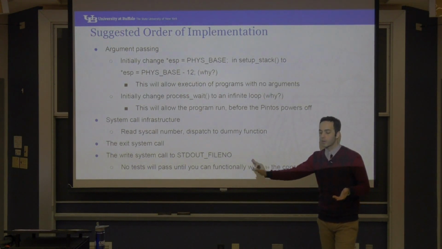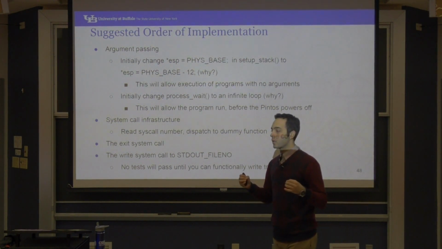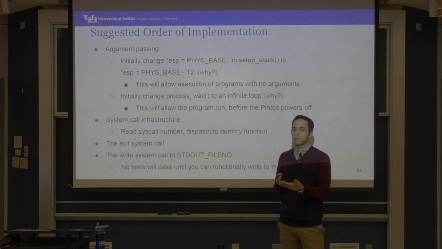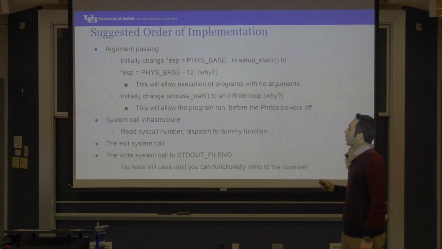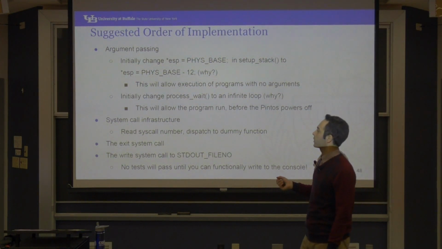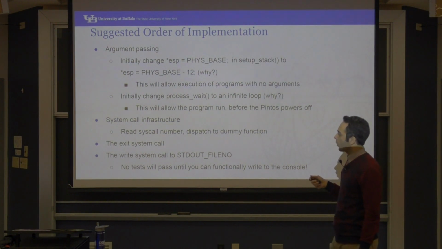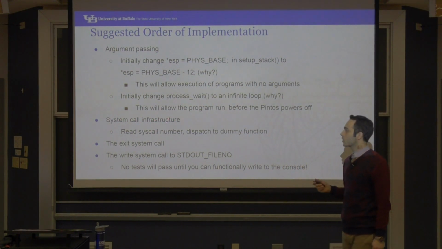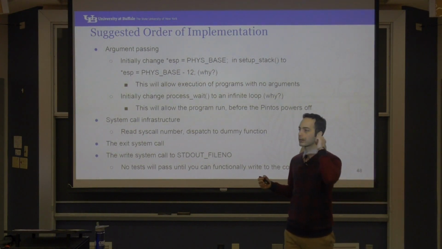By doing only this, you at least allow the user program to run. The system will time out, but the user program will run. Whatever the program is at this point, it cannot have any arguments, it cannot printf, it is kind of useless, but at least it runs. This lets you start implementing, for example, the write system call so that they can actually print, right? Then you have to implement the system call infrastructure, and just read the system call number from the user stack, and then dispatch to a dummy function. Just have a skeleton.